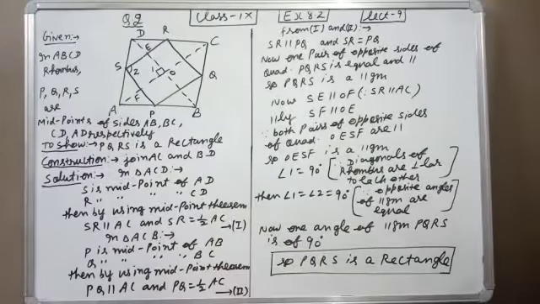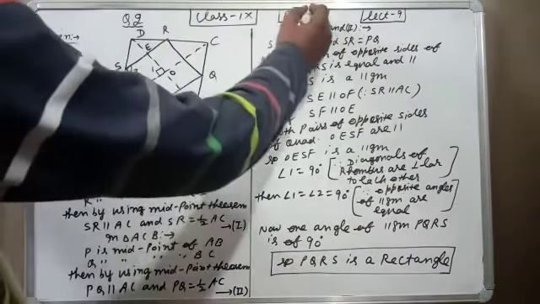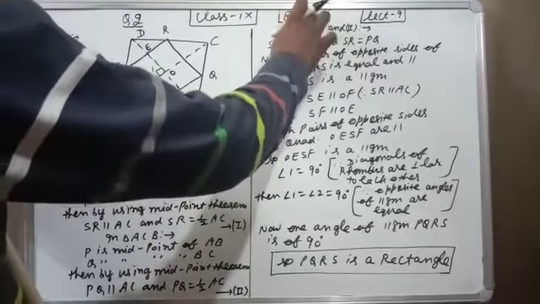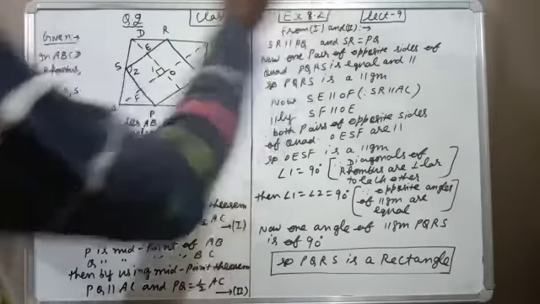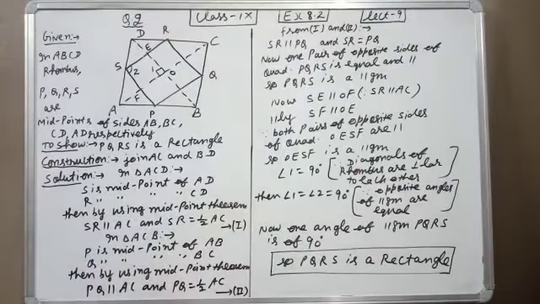Yesterday we started exercise 8.2 and we discussed the basics of this exercise. The basics were the midpoint theorem and the converse of the midpoint theorem. Yesterday we discussed questions first and sixth, where the midpoint theorem was used. Now we will discuss question number second.